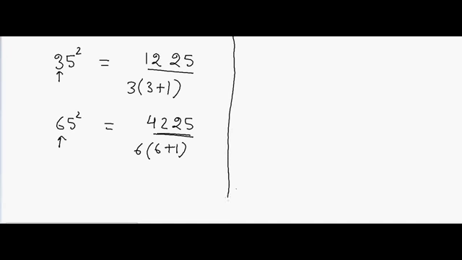So how does this trick work? Let's look into that. Suppose we have any number which ends with 5, so that number can be written as 10 times x plus 5.